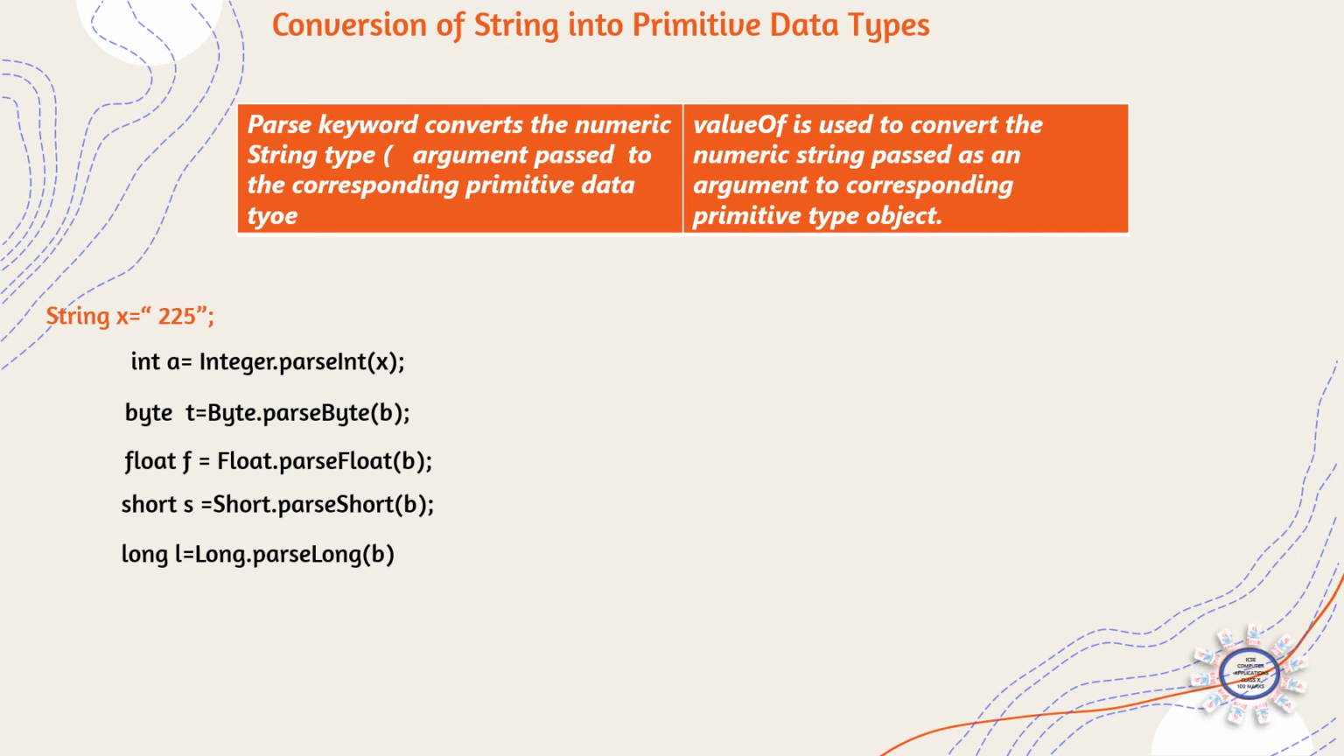Int means Integer.parseInt, byte means Byte.parseByte, float means Float.parseFloat, short means Short.parseShort, and long means Long.parseLong. And suppose if we have a decimal number, this will be converted either into double or float. So for converting into double, double x is equal to the same format, Double.parseDouble, with D capital, the wrapper class for double, Double.parseDouble(y). So these functions will convert the string into numeric form.